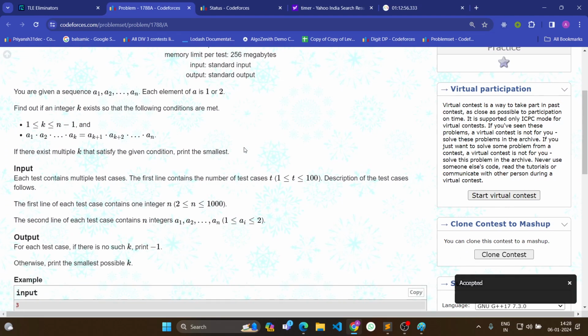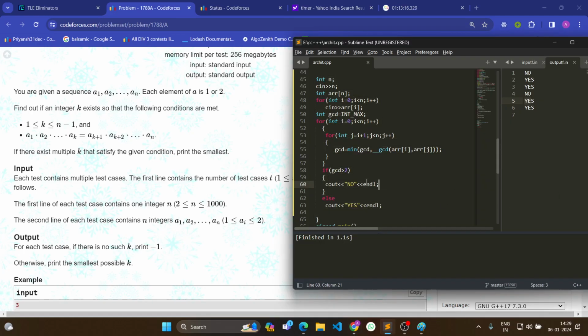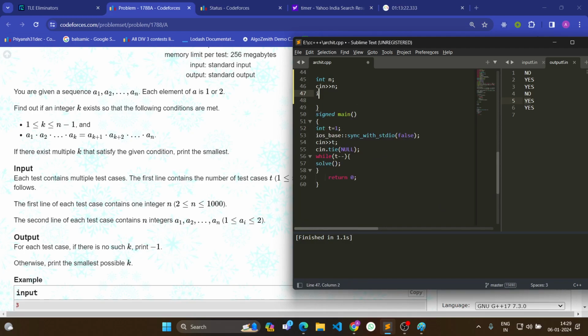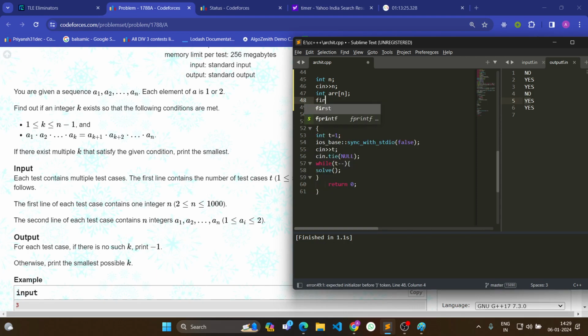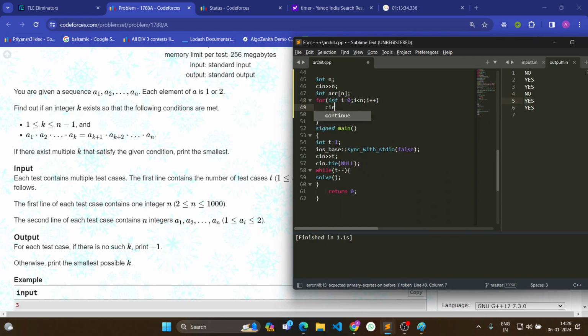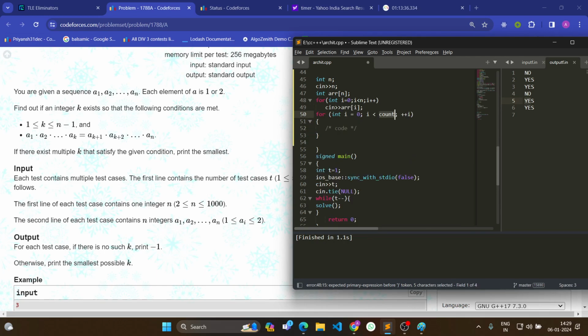Find out if an integer k exists such that the following conditions are met: the product of all the elements before k and the product of all the elements after k are equal. Fine, no problem. We create a prefix and suffix array, or actually we don't even need that. This is a very direct question, like 400 rating, nothing to look at.